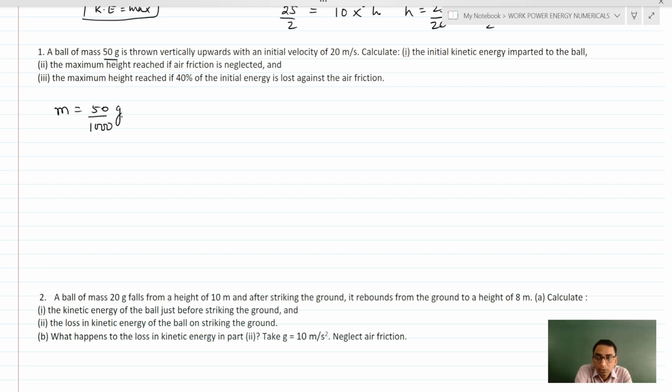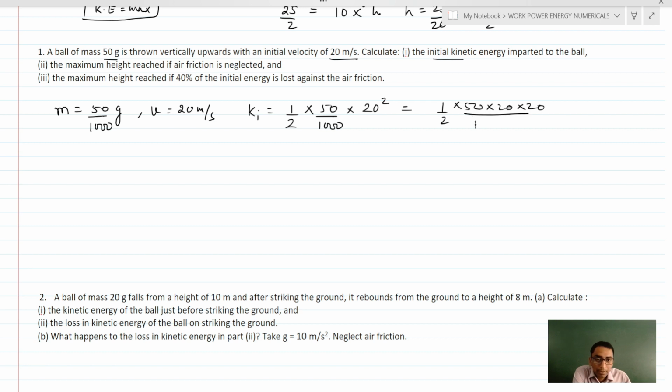Now it is being vertically thrown up with a velocity of 20 meter per second. The initial kinetic energy needs to be found out. V is 20 meter per second. So initial kinetic energy is half times mass times 20 square. So this is half times 50 into 20 into 20 divided by 1000. So these three zeros get cancelled. So the answer is 10 joule.